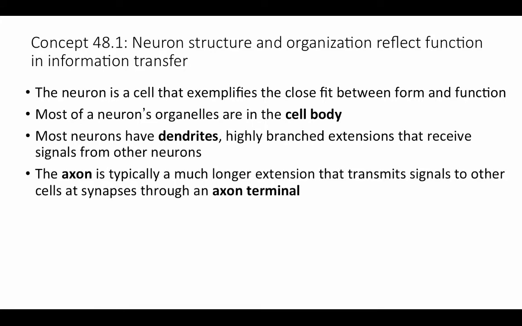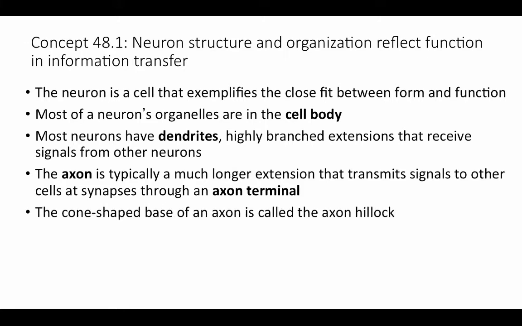And then there's this transmitting region called the axon. The axon is typically a much longer extension that's going to transmit the signal to other cells at synapses through an enlarged end region called the axon terminal. And then the cone-shaped base of an axon where it connects to the cell body is called the axon hillock.